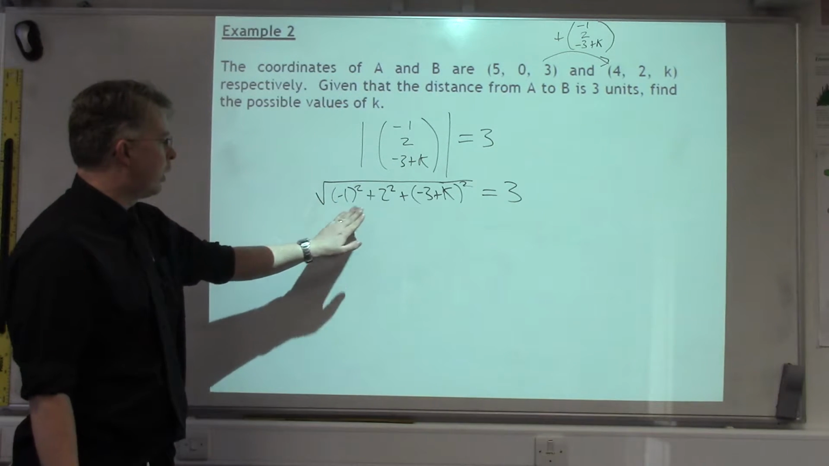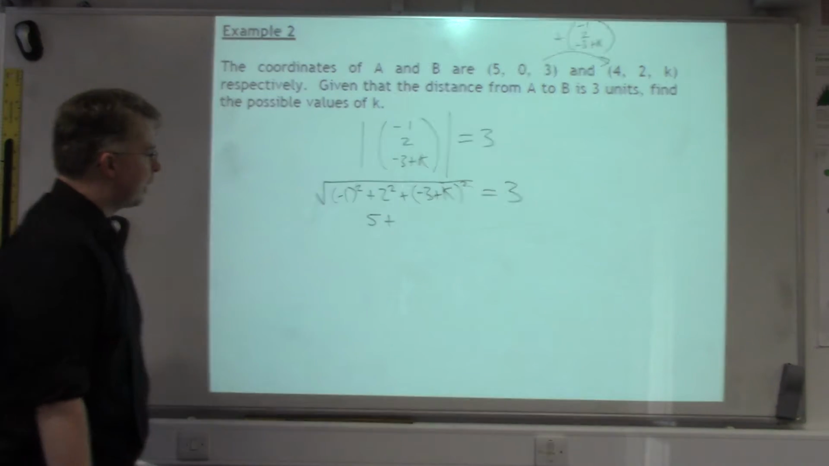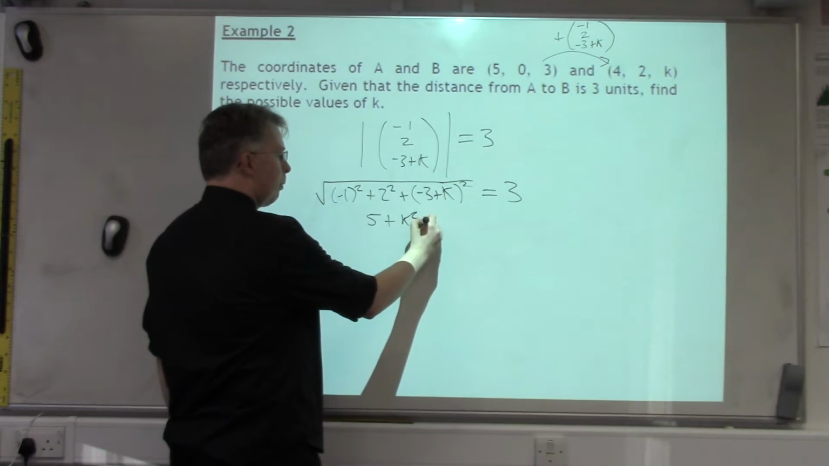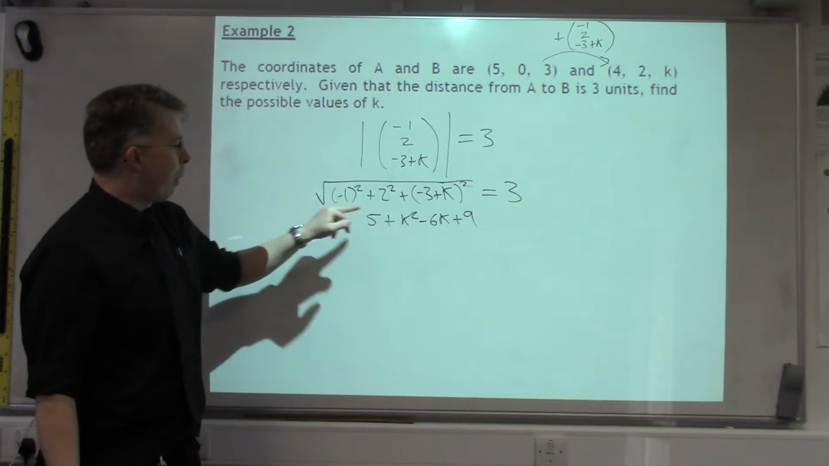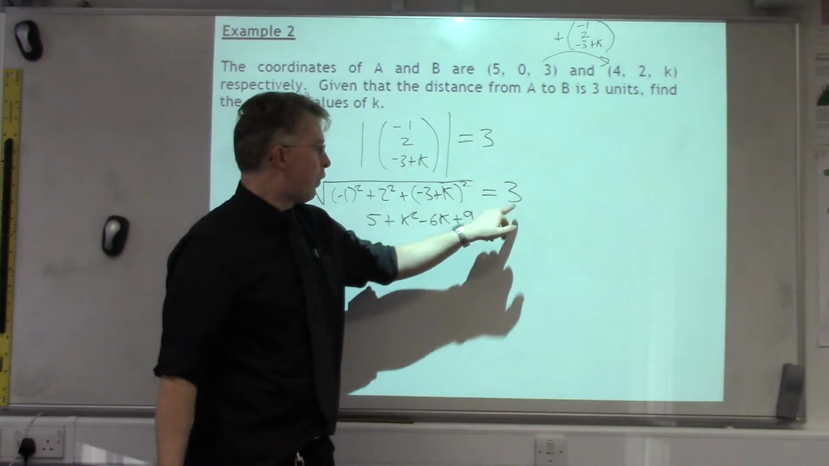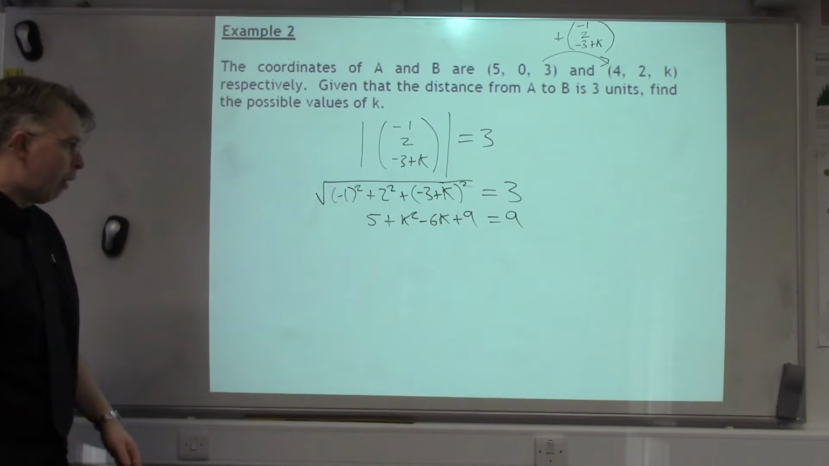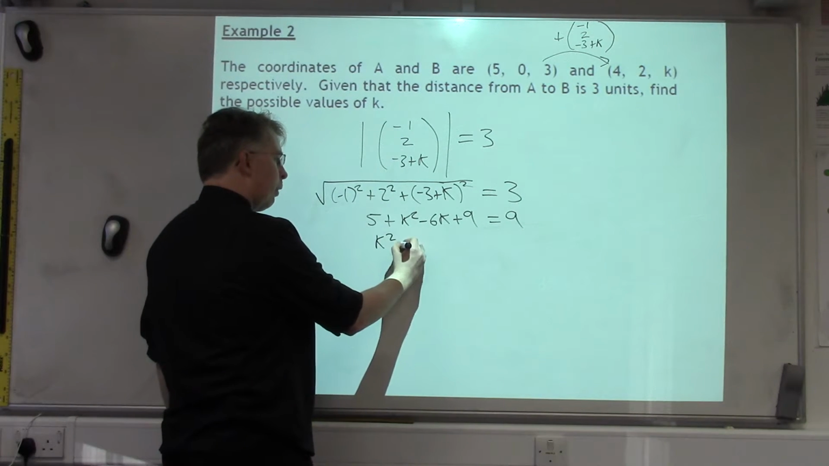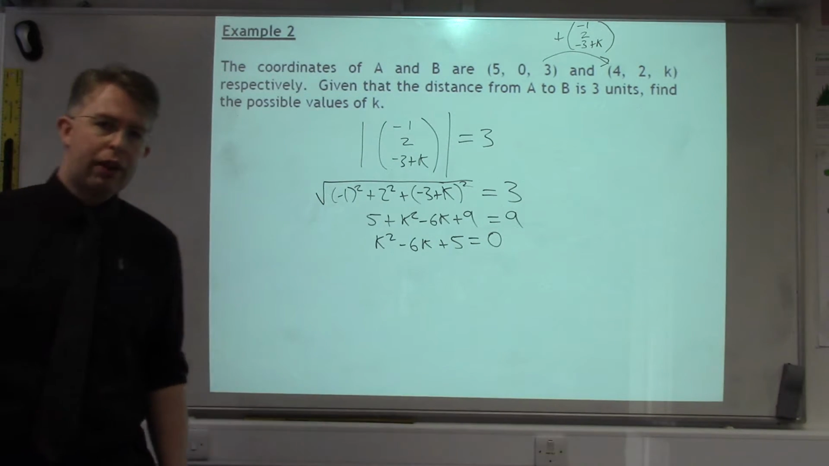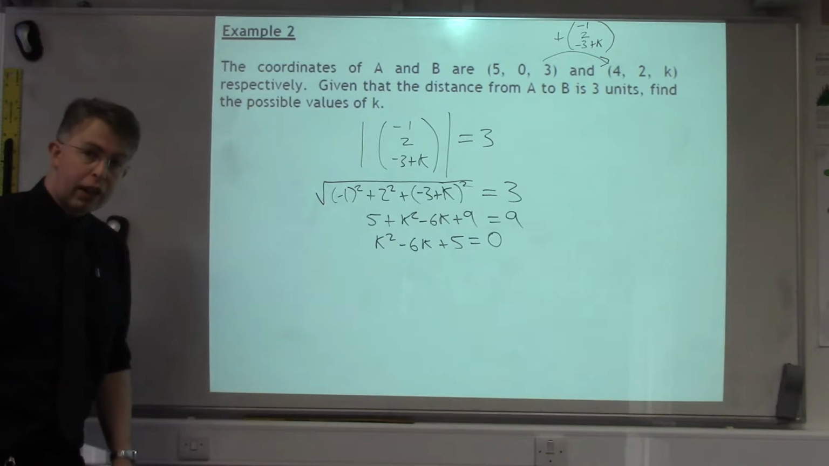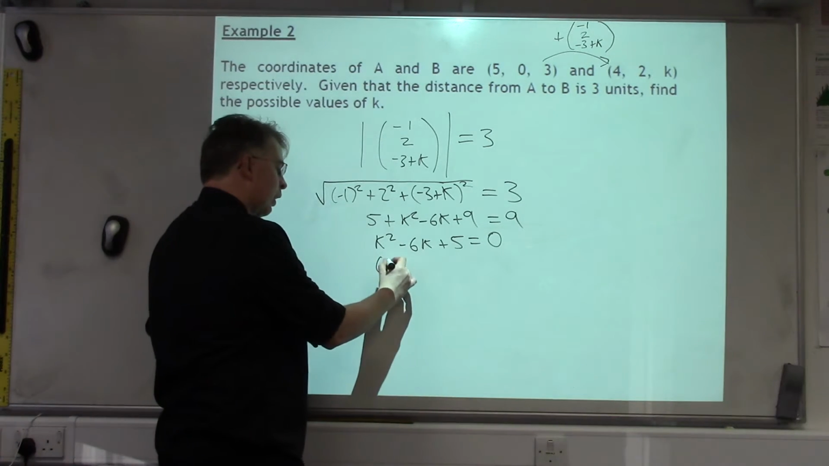So minus 1 all squared plus 2 squared is 5. And we can multiply out the bracket. We get k squared minus 6k plus 9. Squaring both sides will get rid of the square root. Squaring 3 will give us 9. Take 9 off both sides, we get a quadratic: k squared minus 6k plus 5 is equal to 0. We need to factorise. So two values are multiplied to give plus 5, add to give minus 6.